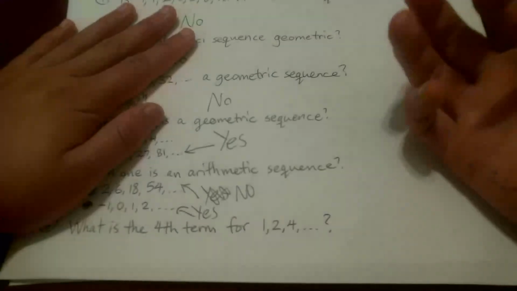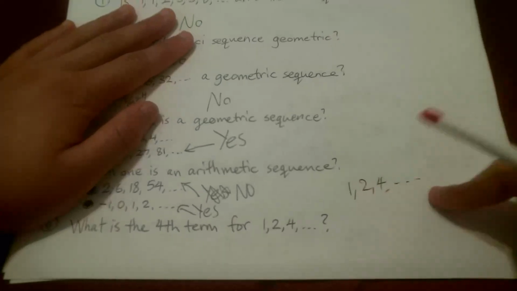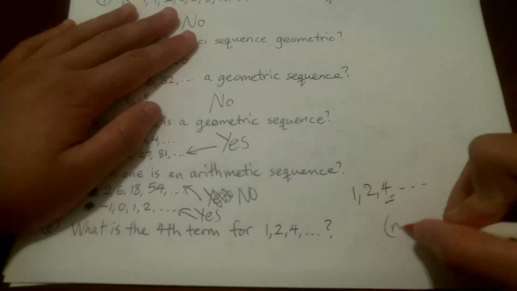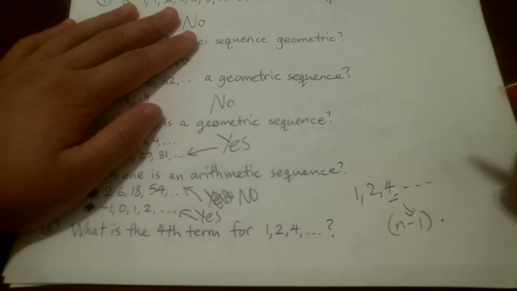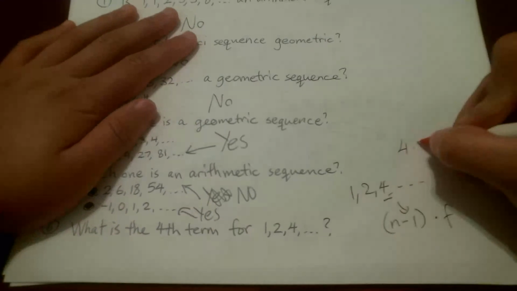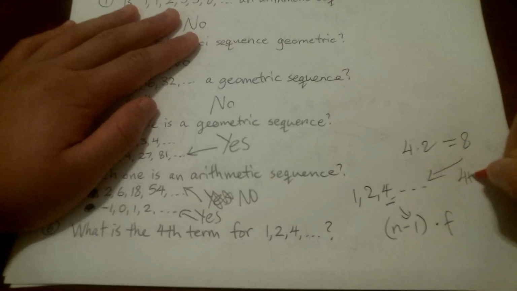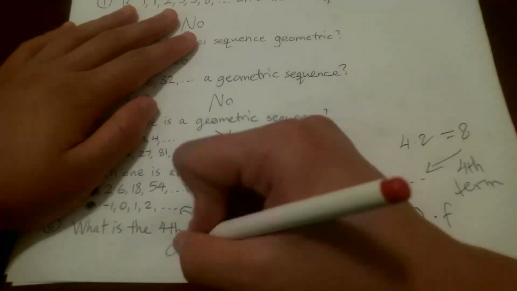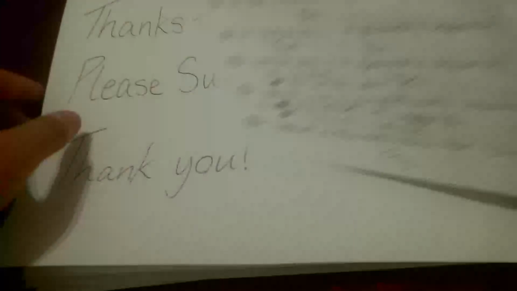So now it's asking for the fourth term. We have 1, 2, 4, and so on. Here we just take the last term, which is n minus 1, and then we multiply it by the common factor, which in this case we said was 2. So 4 times 2 would be our fourth term. That equals 8, which is the fourth term. And that would just be our answer. So that's 8.